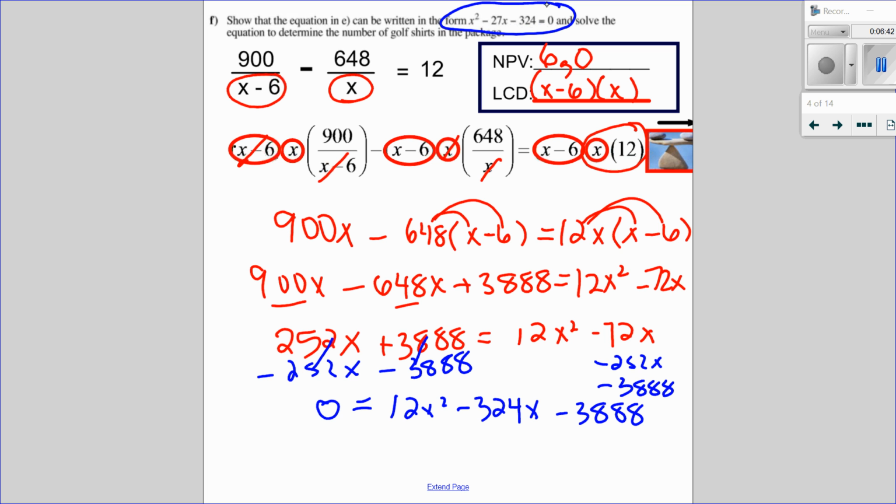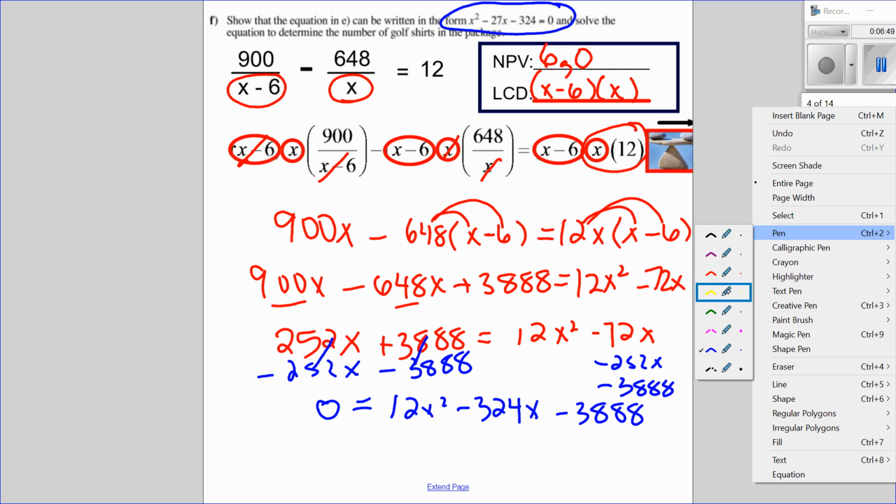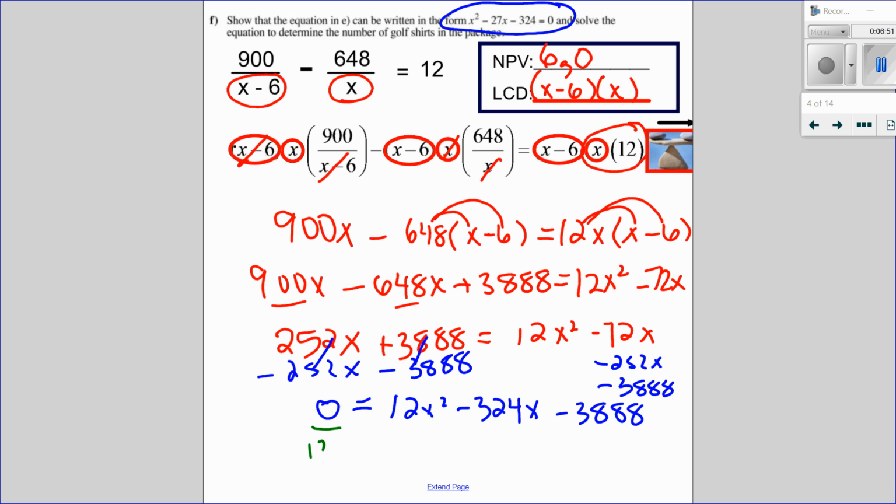So notice this quadratic has no number in front. It has a value of 1. This has a value of 12. So if we've done this correctly, I can just divide all my terms by 12, and I should end up with the same answer. So 0 divided by 12 is 0. 12 divided by 12 is 1. 324 divided by 12 is 27. And 3,888 divided by 12 is 324. So yes, that matches. So I'm on the right track.